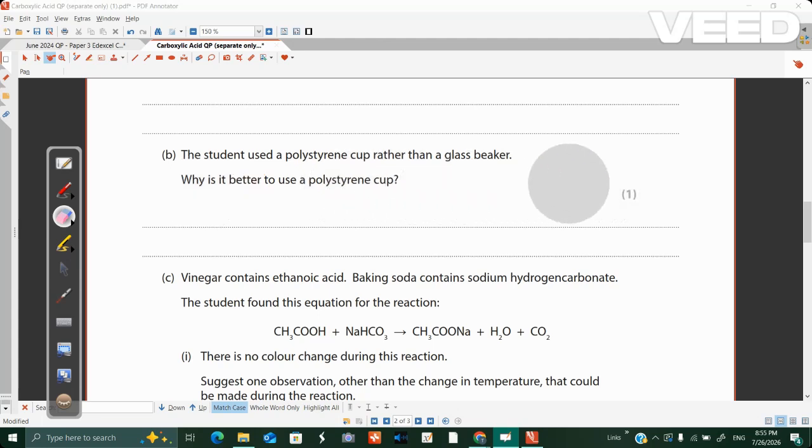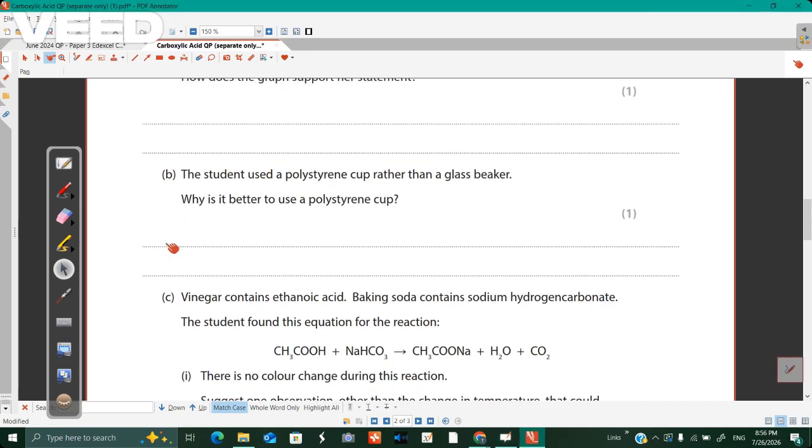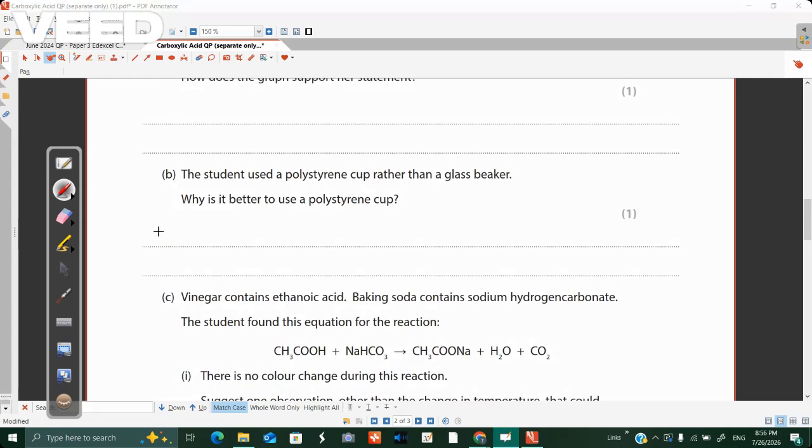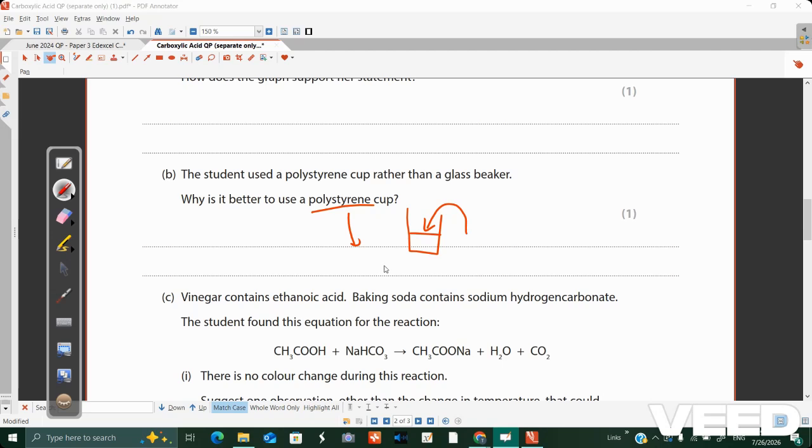The student used the polystyrene cup rather than a glass beaker. Why is it better to use the polystyrene cup compared to a glass beaker? Polystyrene is a poor conductor. Therefore, a smaller amount of heat will come from the surroundings into the mixture, so that is the reason. Polystyrene is a weaker conductor, therefore less heat will come from the environment and disturb the data of the experiment.